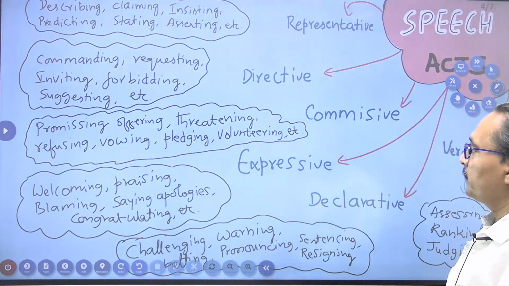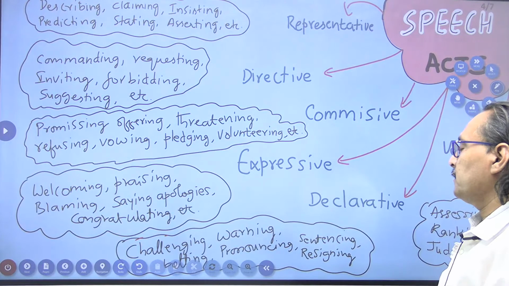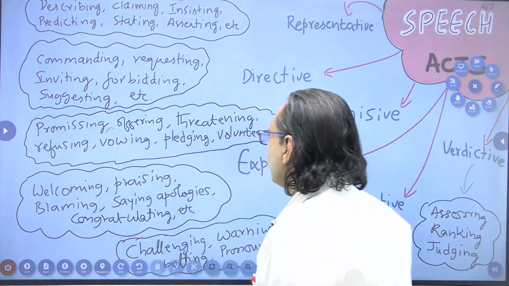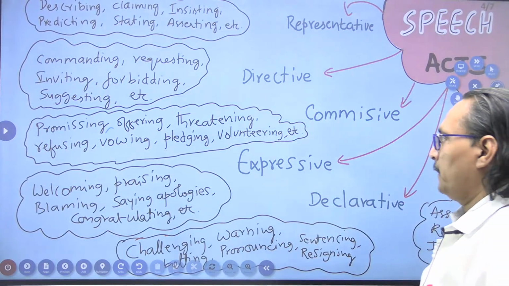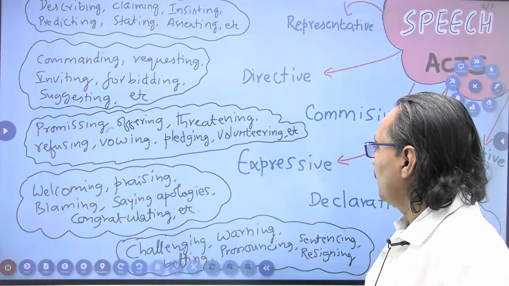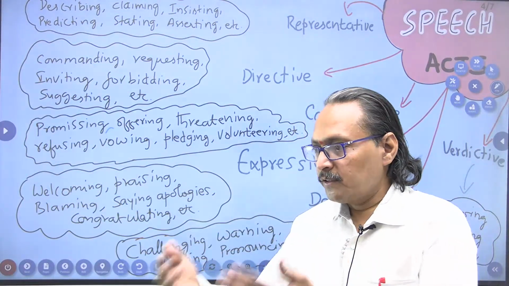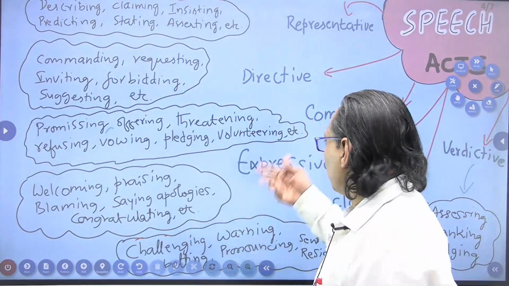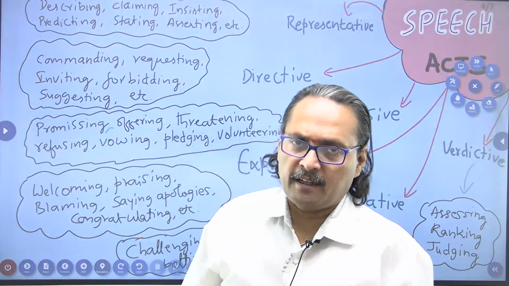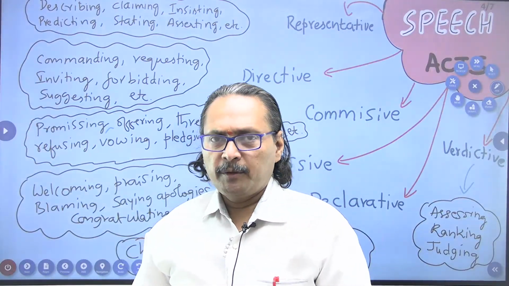And then you have commissive, committing the speaker to do a particular action, that is promising, offering. You can see here all these: promising, offering, threatening, and then of course refusing, vowing, pledging, volunteering. So I prefer to do this. So you volunteer yourself to do that particular activity. So that also comes under commissive. When you say I prefer to do it, you are committing yourself. I will do it. If you say something like that, it means we are committing.